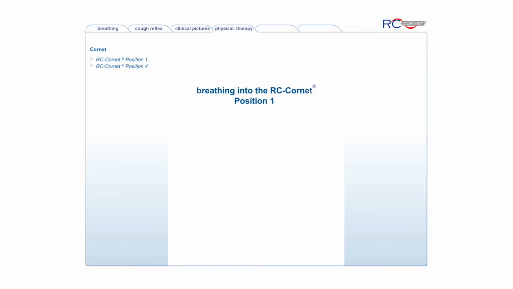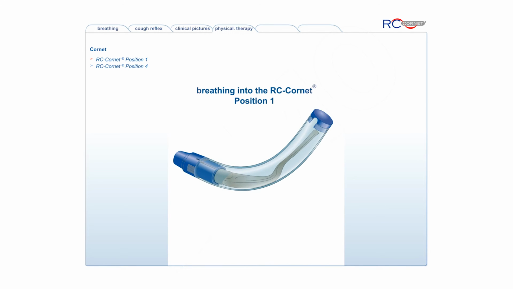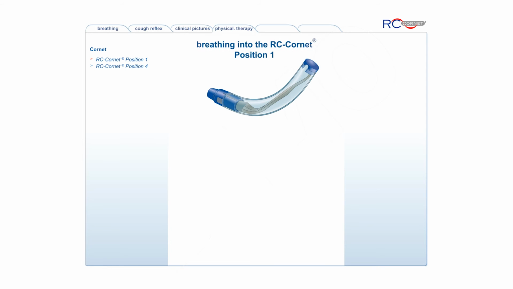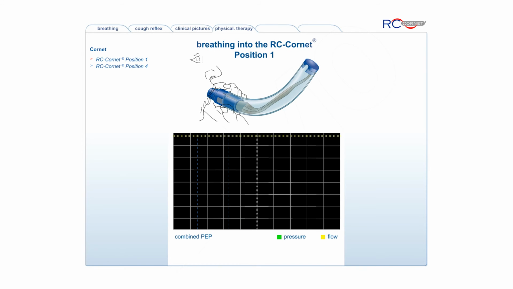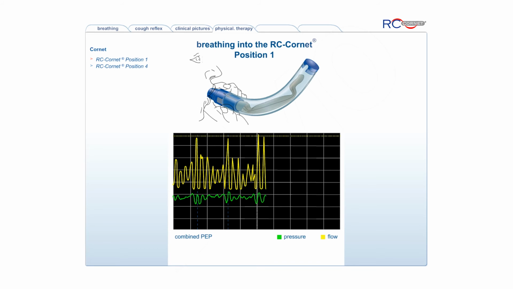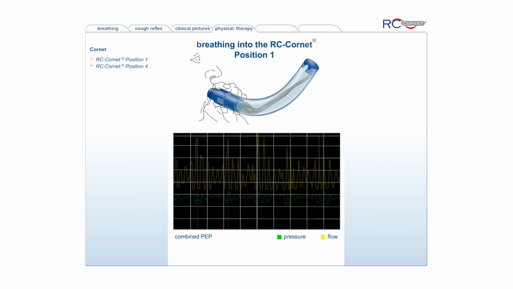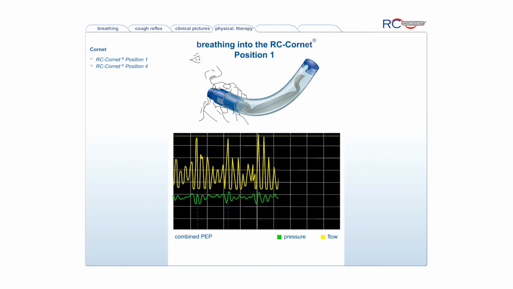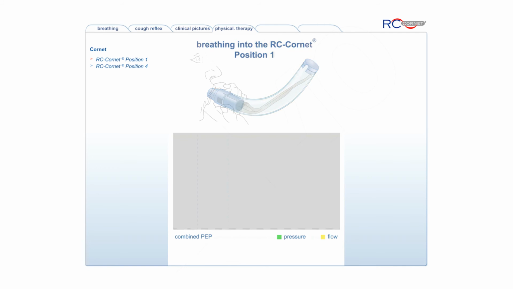Physical therapy, RC-Cornet, position 1. A so-called combined positive expiratory pressure, combined PEP, is produced by breathing through the RC-Cornet in position 1. This is a continuous positive pressure which is overlaid by pressure fluctuations. The green representation in the double oscilloscope and the yellow appearance shows the resulting flow variations.